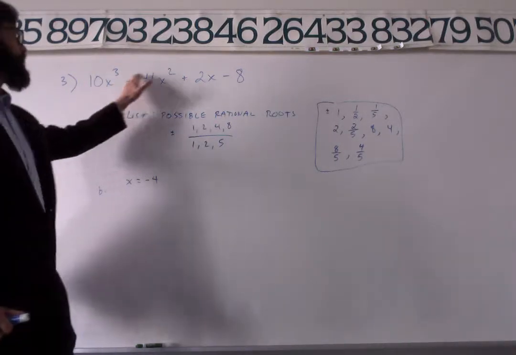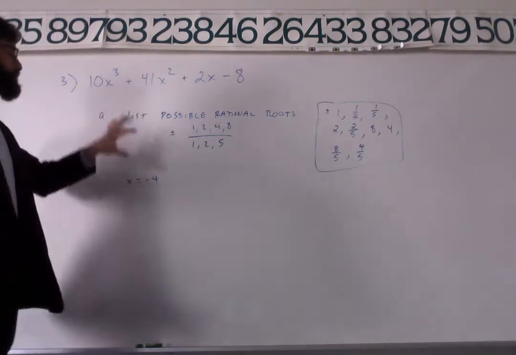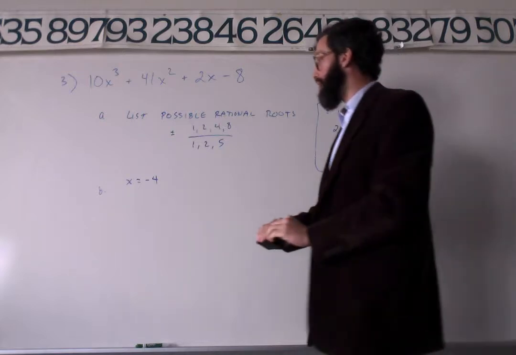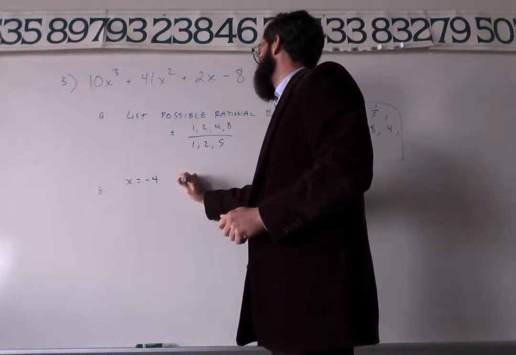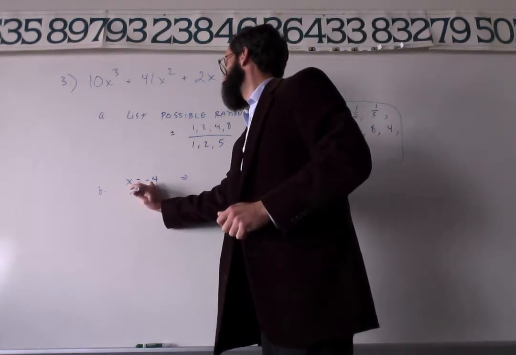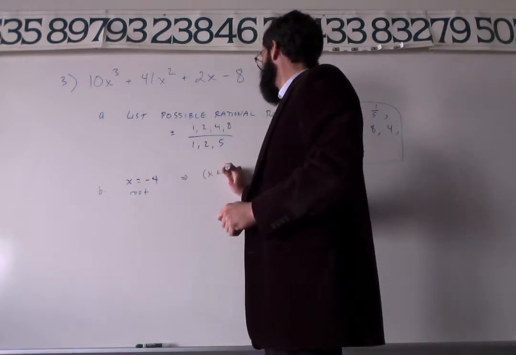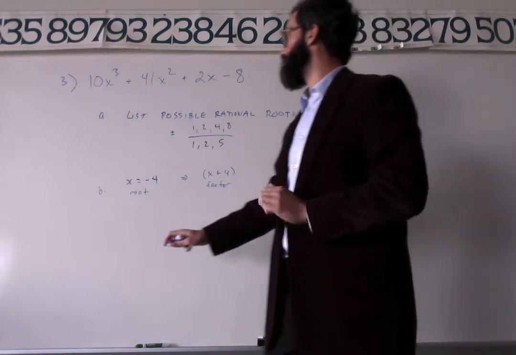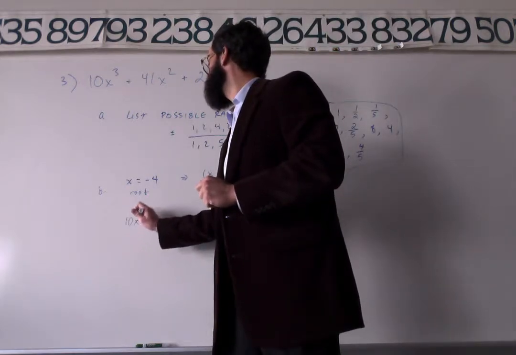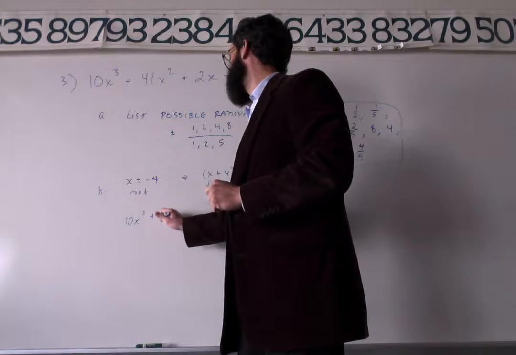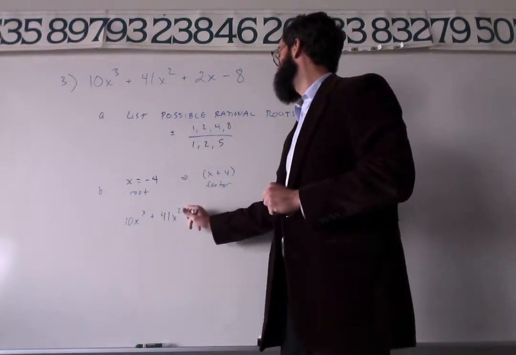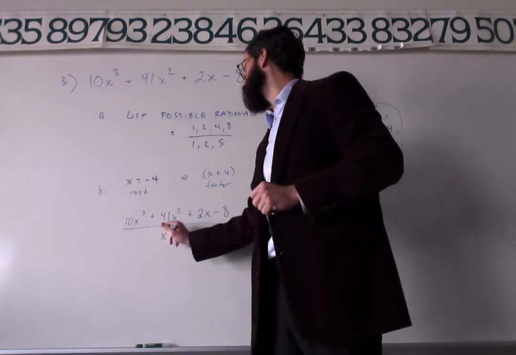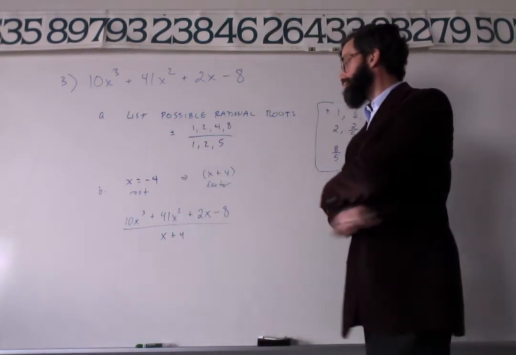Okay, we're going to divide this polynomial by a factor of x plus 4, because we know that negative 4 is a root. So x plus 4 must be a factor. All right? Just to remind you, negative 4 is a root. Then, of course, x plus 4 is a factor. So to do this division, to divide 10x to the third plus 41x squared plus 2x minus 8 by the factor of x plus 4, which we know is a factor.